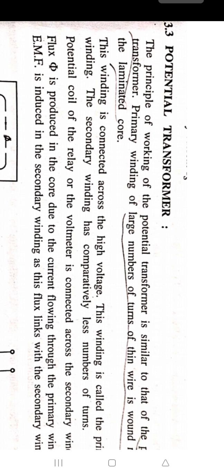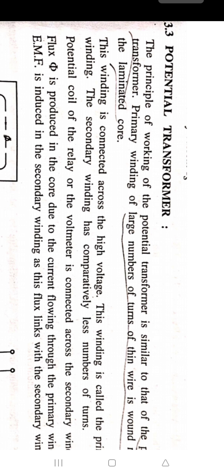Now here you can see that in CT, what we learned is that on the primary side there are only 1 or maybe 2 to 3 turns of very thick wire, and on the secondary side there are thousands of turns of thin wire. But here it is the opposite. In the potential transformer, on the primary side we connect a very large number of turns of thin wire on the laminated core, and on the secondary side we use comparatively fewer turns.